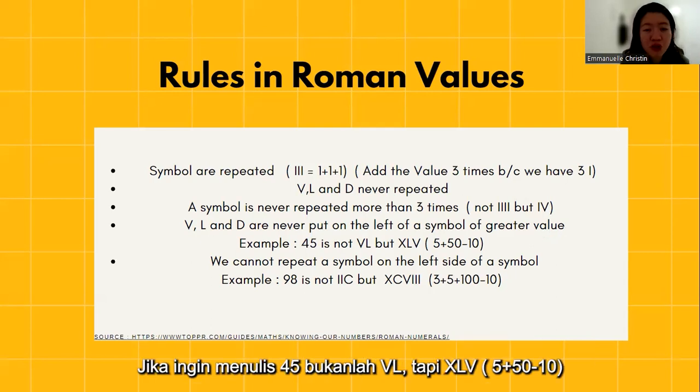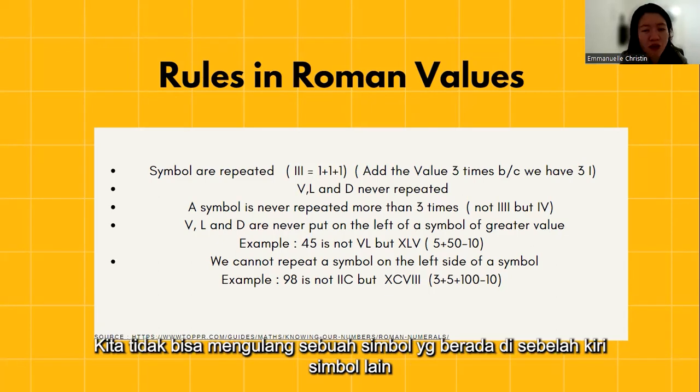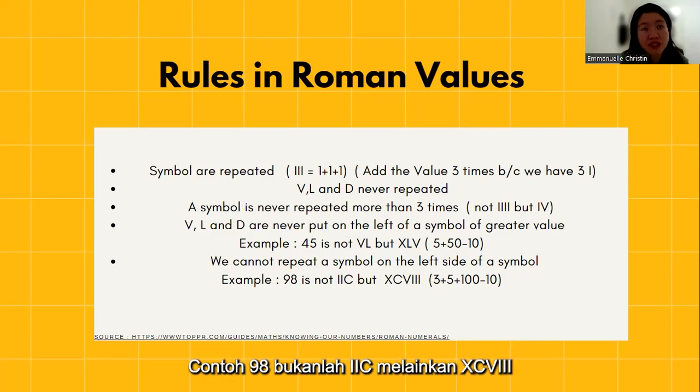For example, if we want to write 45, it's not VL, but it's XLV. It's from 5 plus 50 minus 10. And we cannot repeat a symbol on the left side of a symbol. For example, 98 is not IIC, but it's XCVIII. It's from 3 plus 5 plus 100 and then minus 10.